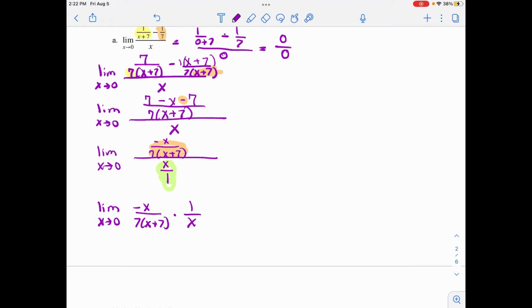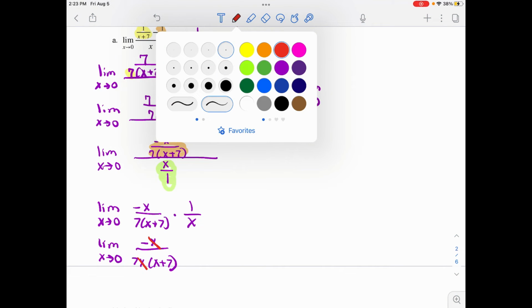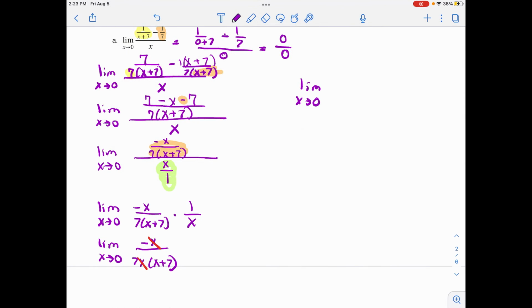Again, I'm still just evaluating this function, so that limit notation is coming down, and this limit notation is coming down. Now I can multiply straight across and I get negative x over 7 times x plus 7. Then I notice that this x and this x can cancel off because they're factors of the terms. So I can go ahead and cancel those out. That leaves me with negative 1 divided by 7 times x plus 7. Now I might have fixed my problem because I canceled an x out from top and bottom, so I might have fixed my 0 over 0 problem.